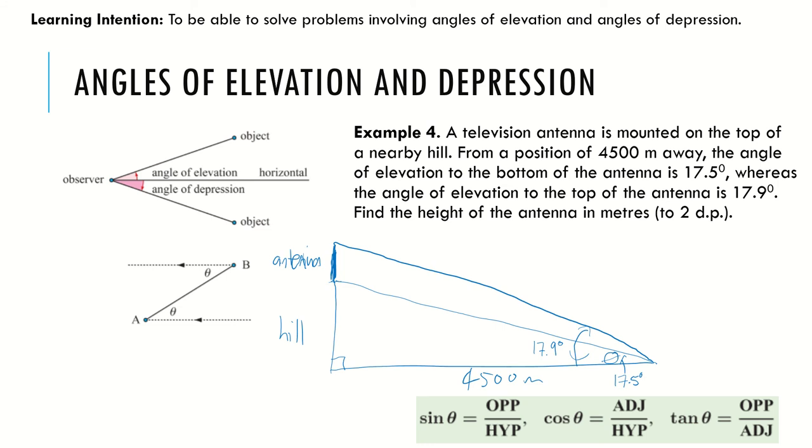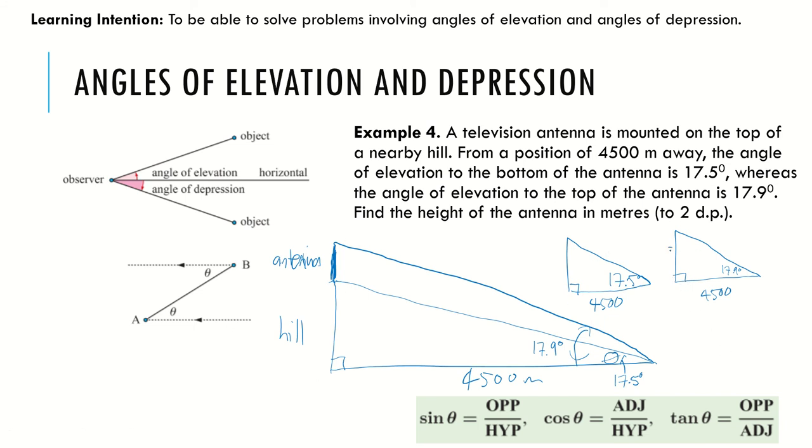So we've got the big triangle, which is 17.9 degrees, 4,500 meters. And we have the smaller triangle, which is 17.5 degrees, still 4,500 meters. And we want the height. So what we could do is find this side here for the big triangle and this side here for the small triangle and do the big triangle, take away the little triangle, and we'll have what's left over, which is the antenna.